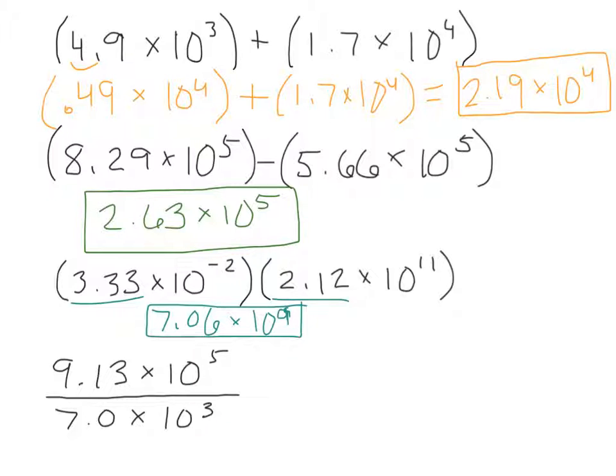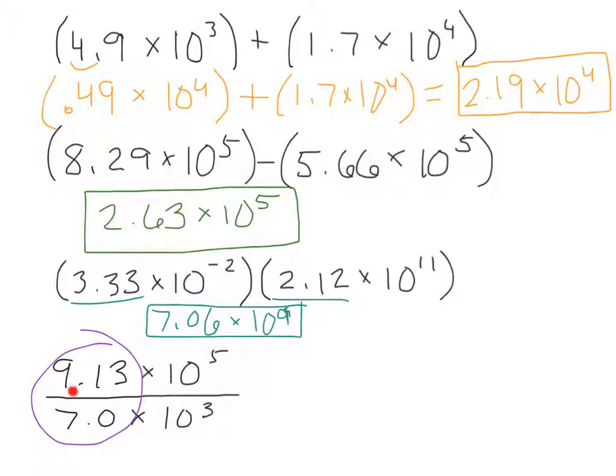And then with this final problem right here, we're dividing two numbers, so we're going to divide the two numbers. Now when we multiply, we added the exponents. Multiplication and division are opposites. And the same thing with addition and subtraction. So when we're multiplying, we're adding exponents. When we're dividing, we're subtracting exponents. So we're going to divide these numbers right here. 9.13 divided by 7.0, or just 7.